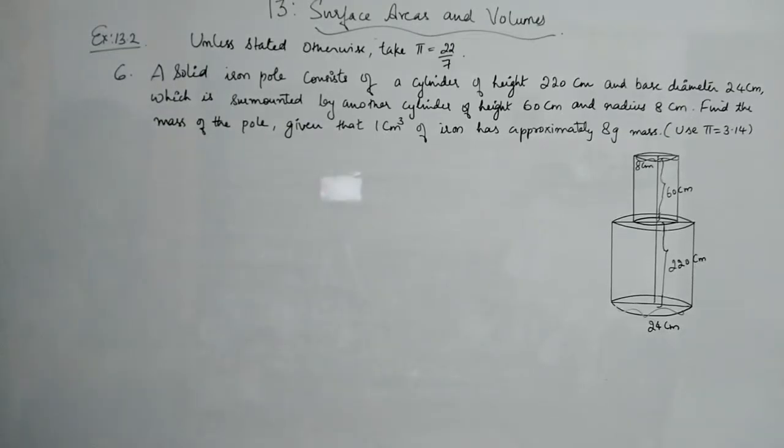Question number 6 is, a solid iron pole consists of a cylinder of height 220 centimeter and base diameter 24 centimeter, which is surmounted by another cylinder of height 60 centimeter and radius 8 centimeter. Find the mass of the pole given that 1 centimeter cube of iron has approximately 8 gram mass. And here you have to use the value of pi as 3.14, which is given in the question.